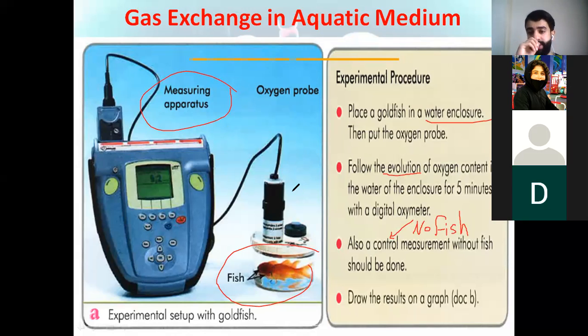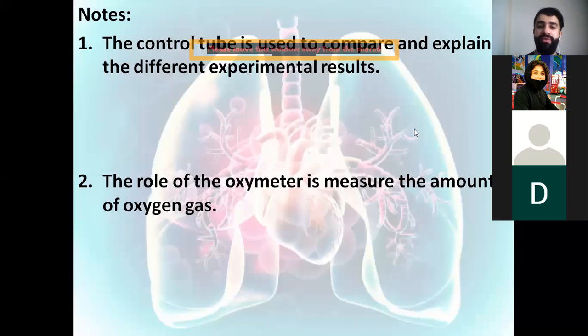So we don't have the fish, and then we move to draw out the results in the graph of document B. Before I move on, these two notes are very important. First note: the control tube is used to compare and to explain the different experimental results. This one you have to know.